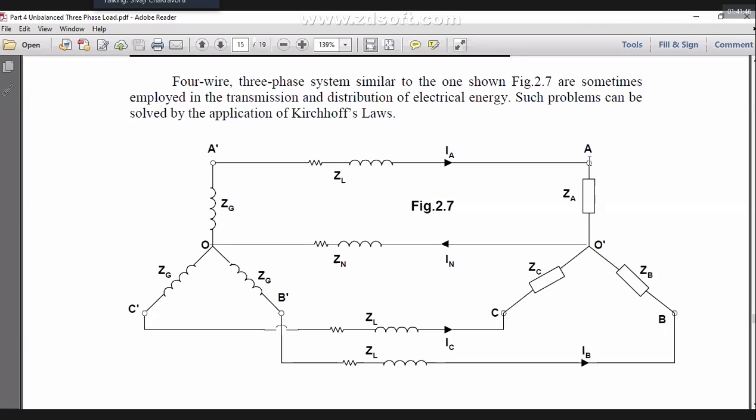And then once IA is known, I can calculate the phase voltage, IA into 5 angle minus 60. What is the phase voltage of B? IB into 5 angle 60, like that only. So I can find out the three phase voltages. Then if somebody asks what is the neutral shift? Very simple. A prime O minus AO. Like that we can find out. So this is how we solve if we have the three-wire star system with line impedance.